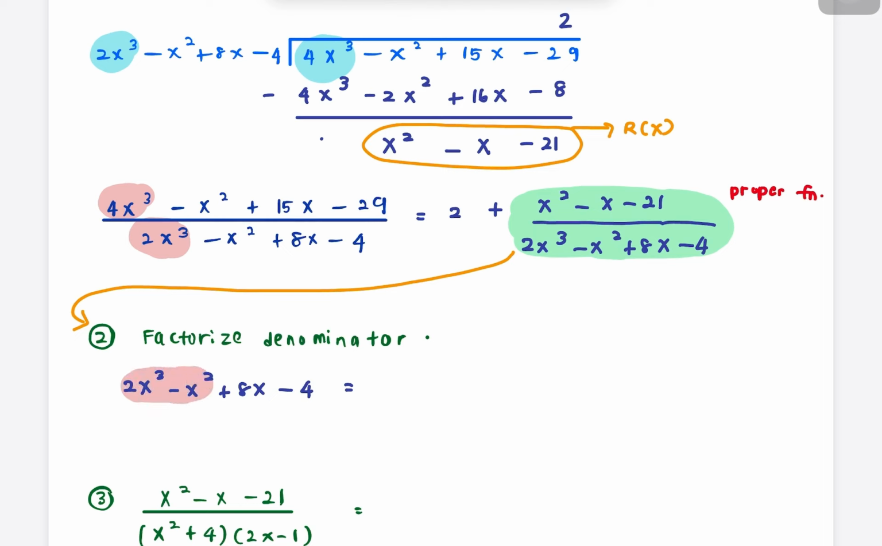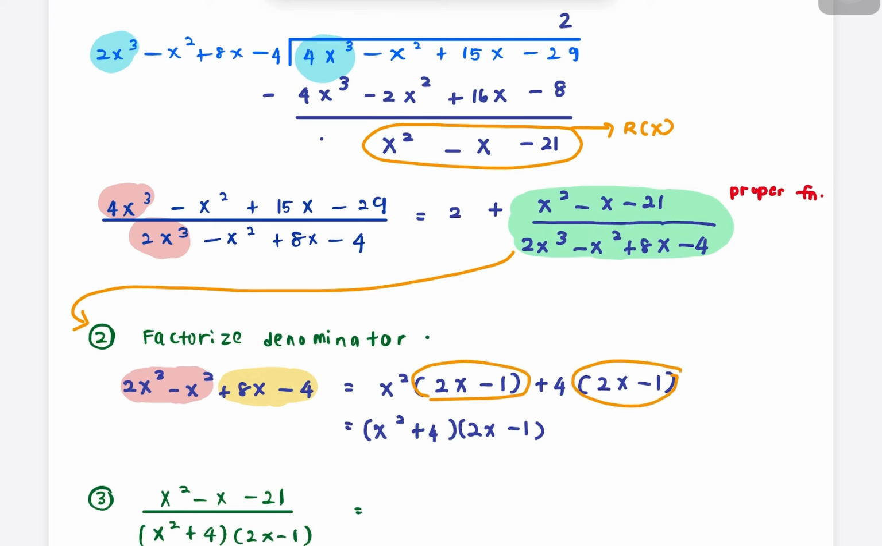Okay. So for the first group, 2x cubed minus x squared, you can factor out x squared. So inside will be 2x minus 1. And then 8x minus 4, you can factor out 4. So inside will be 2x minus 1 also. So you have the same thing in your bracket. And then you can factor further: x squared plus 4, times 2x minus 1. I just factored these out because you have the same term.